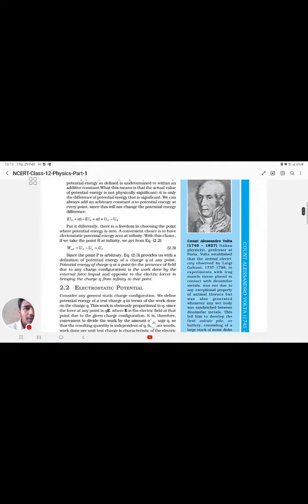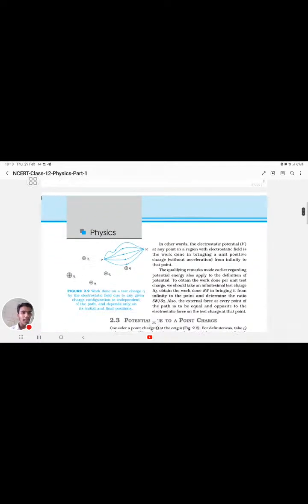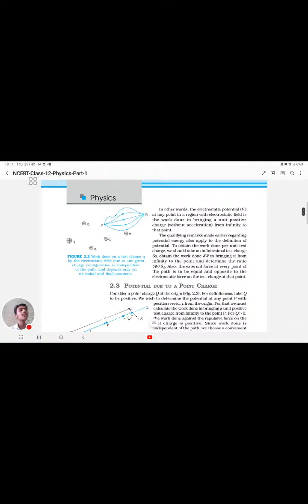How did we define potential energy? It is the work done by an external force in bringing a charge Q from infinity, but here we are talking about bringing a unit positive charge, which means that we'll have to divide the configuration by the amount of charge which I am bringing. Yeah, that's all about it. So in other words, the electrostatic potential at any point in a region with an electrostatic field is the work done in bringing a unit positive charge from infinity to that point.